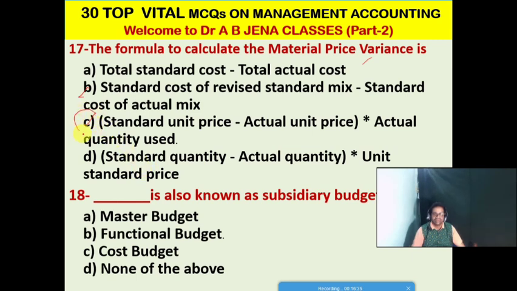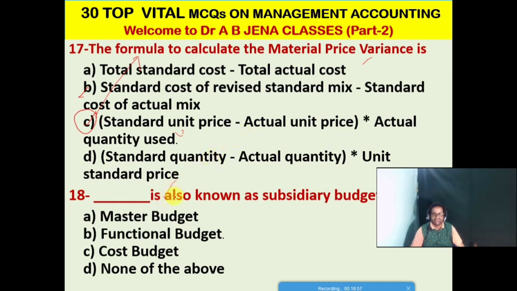Friends, so C is the right option for this MCQ. The material price variance is calculated by putting this formula: standard unit price minus actual unit price into actual quantity used.